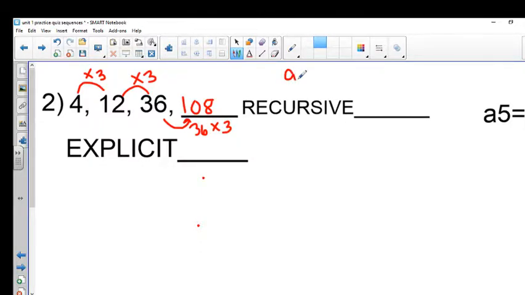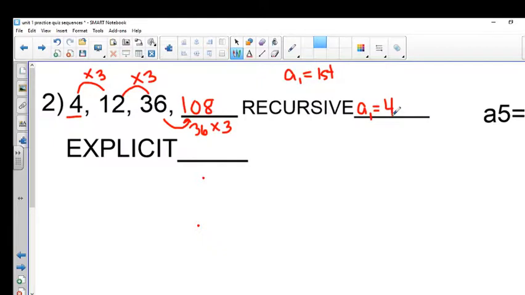You're going to have your A1, which is your first term. So we can look here. Our first term, it's going to be 4. Sorry. So A1 is our first term. This is our first term, 4.